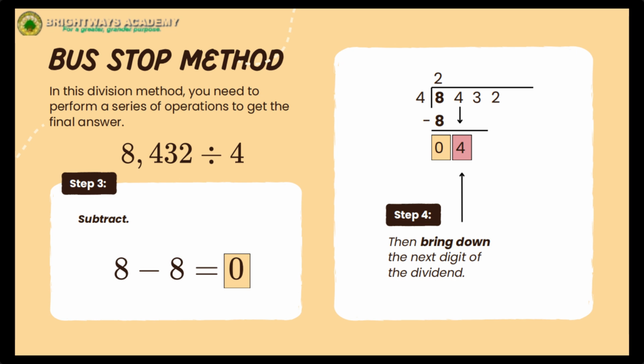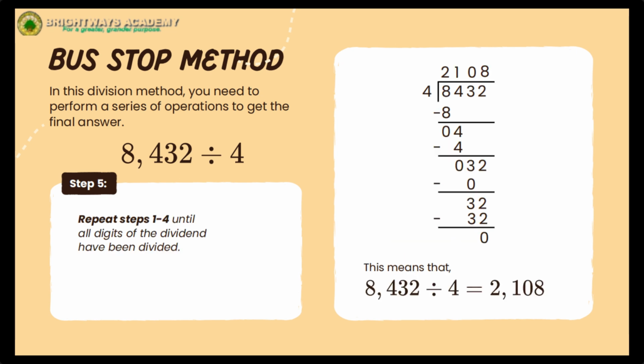After multiplying, the product will be subtracted from the first digit, which is 8 minus 8 is equal to 0. So, we don't have a value. Then, bring down the next digit, which is the 4. After that, we will continue the process. So, we have the 4.